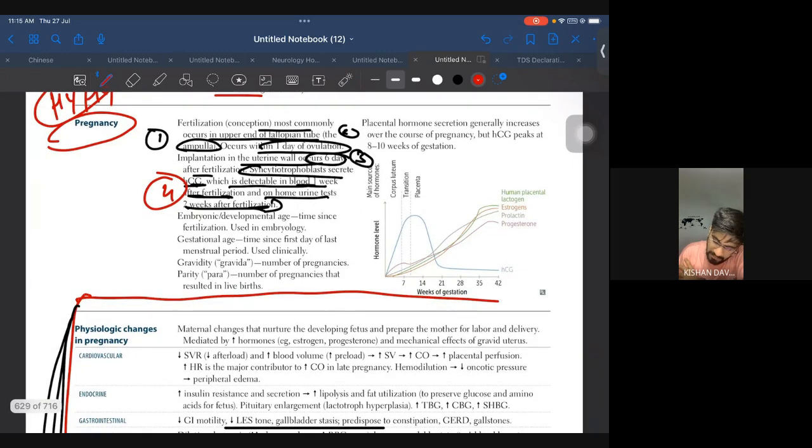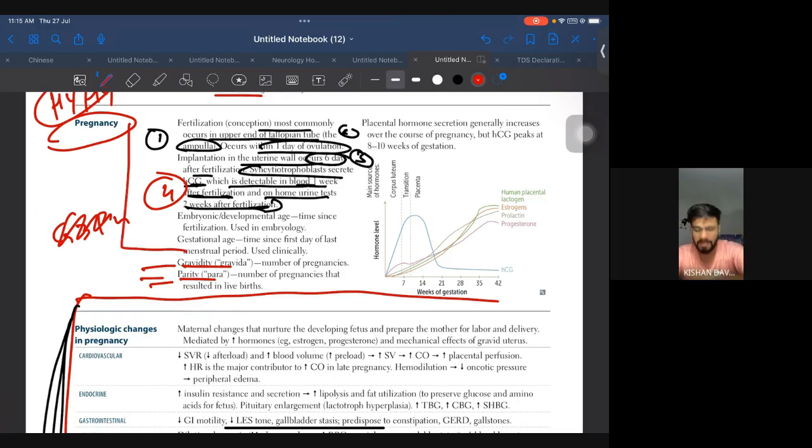Another thing is gravidity and parity. They won't ask about gravidity and parity directly, they will give it to you in the question, a female G3P4, something like this. Even if you don't know, it's okay. It is not used much here. In Step 2 it is used. In Step 1 it doesn't matter, leave all this. No need to go into that much detail. But overall, pregnancy is very important.